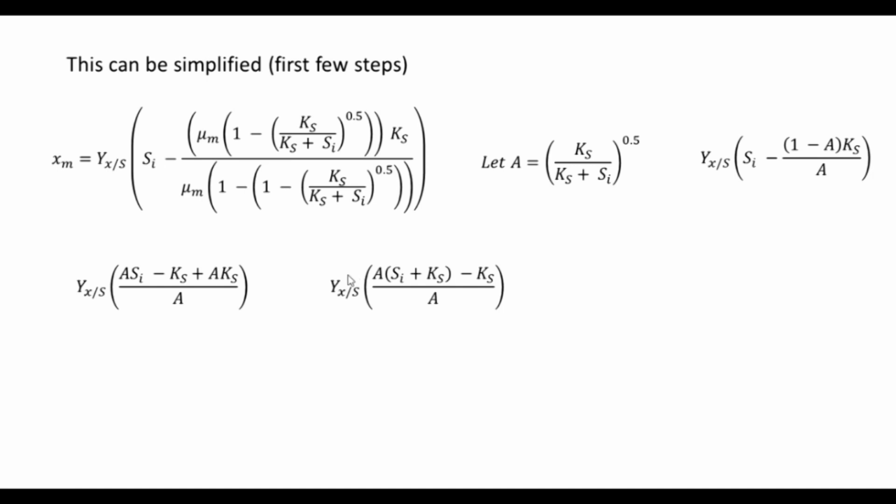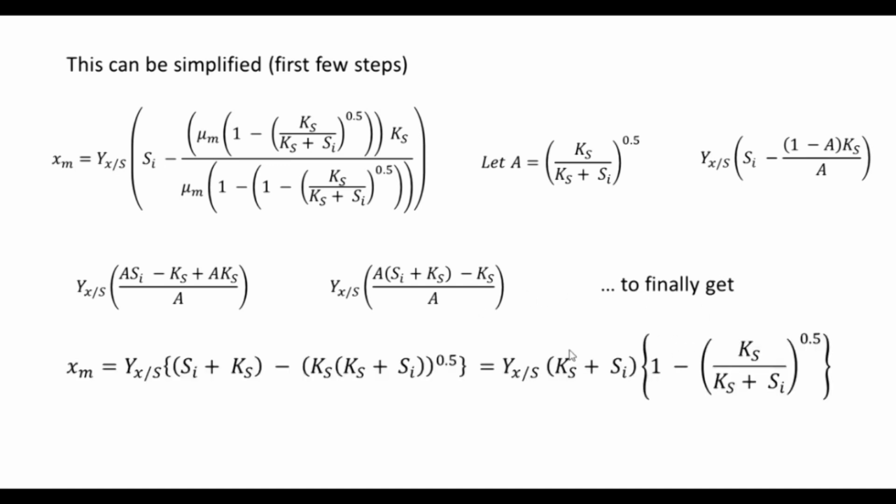And then combining the terms. Now you are closer to the solution. You need to follow this for a few steps till we get Xm equals Yxs into Si plus Ks minus the square root of Ks by Ks into Ks plus Si. Okay, this is the final expression for Xm. I've just written this in terms of Ks plus Si outside as common: Yxs into Ks plus Si into 1 minus Ks by Ks plus Si to the power of 0.5. Okay, this is the expression for the maximum cell concentration.